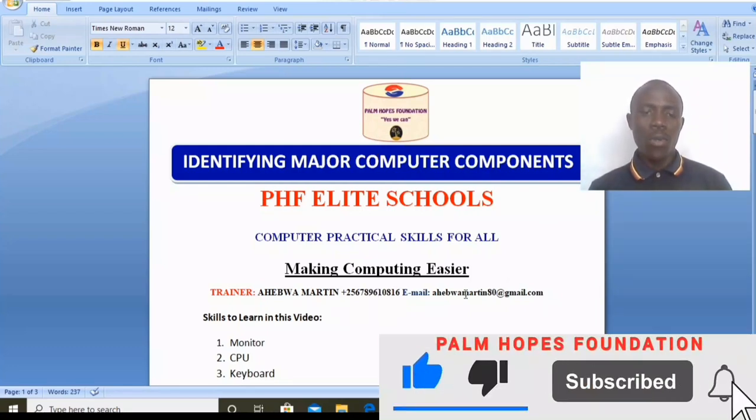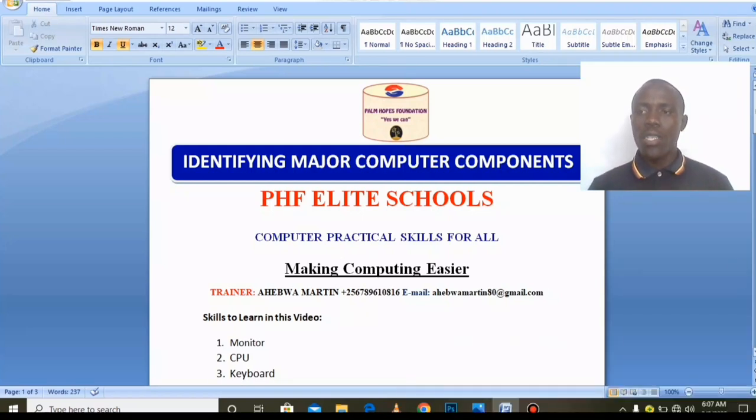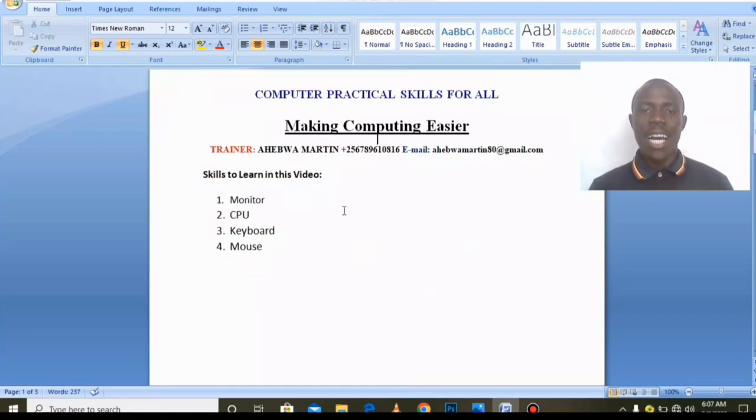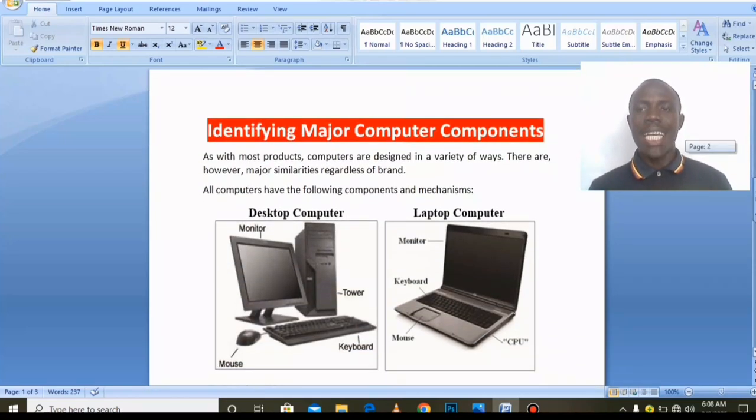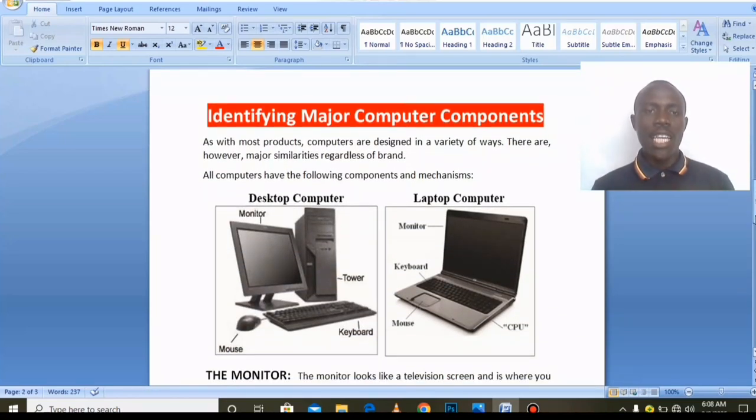So what skills are we going to learn in this video? The skills we are going to learn in this video are how to identify the monitor and its purposes, the CPU or what we call the central processing unit, the keyboard and also the mouse. So let's continue and go to what we are going to be learning in this lesson today. Identifying major computer components.